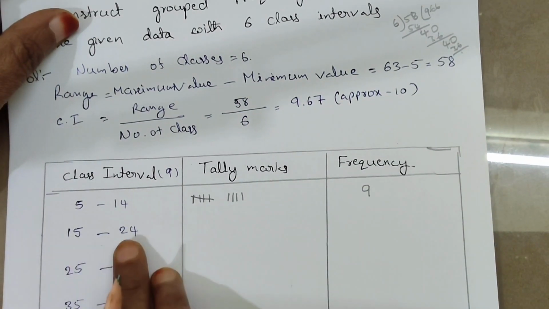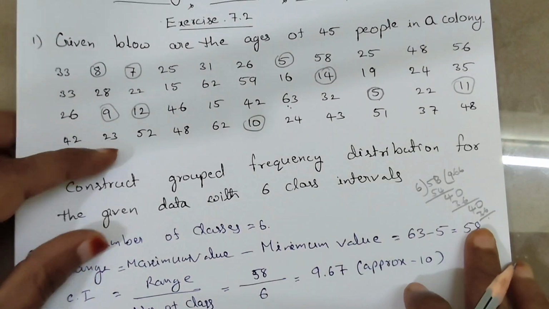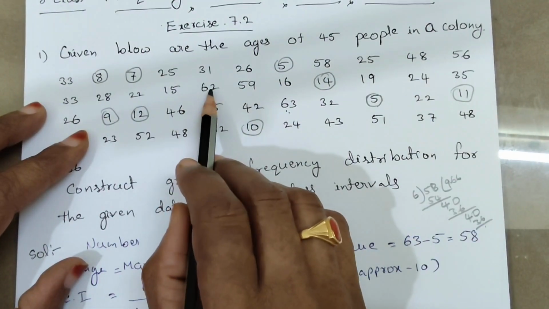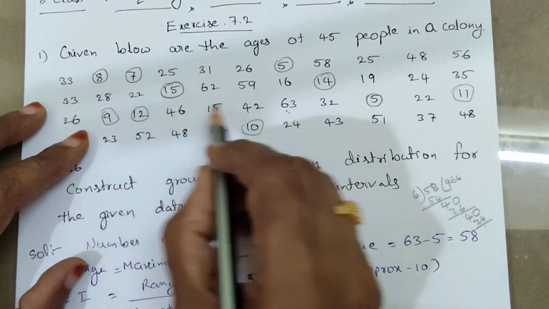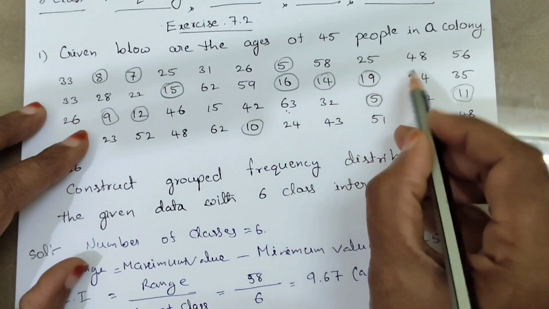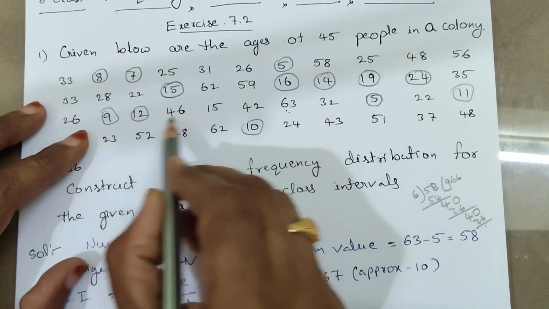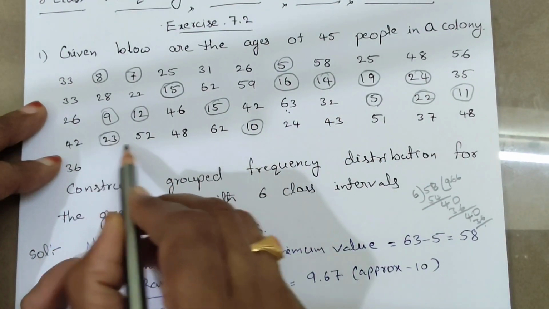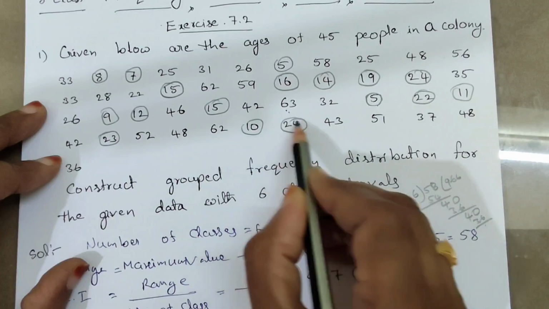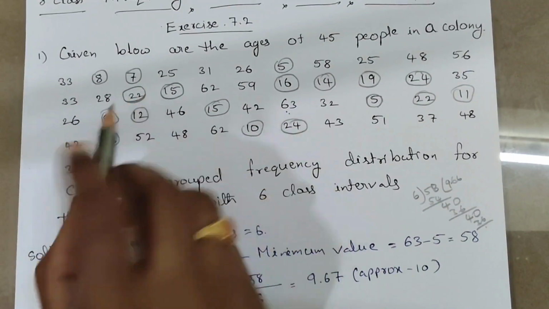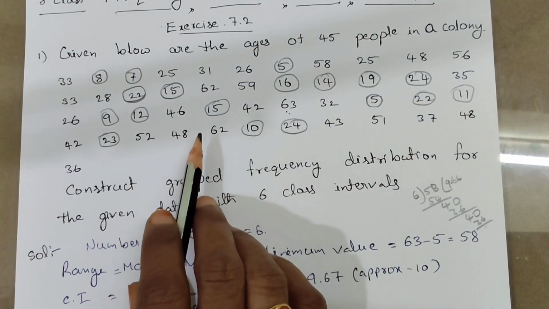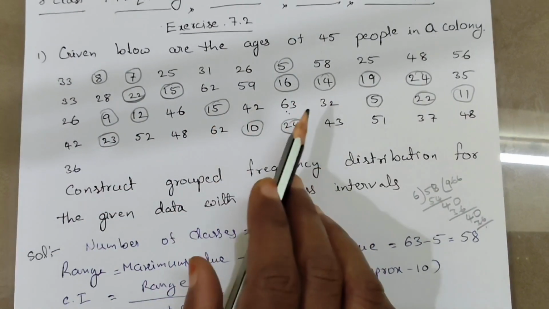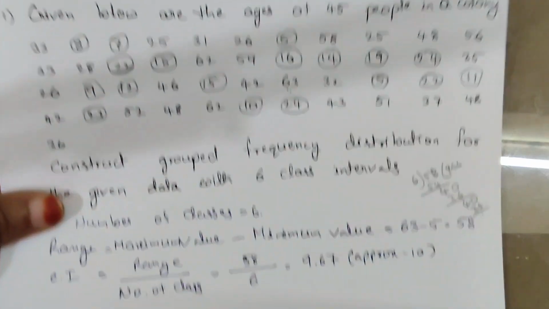Now next is 15 to 24. You count it. There are 15, 15, and so on, up to 22. In total, 9 numbers are there in 15 to 24. So we write the tally marks for 9.